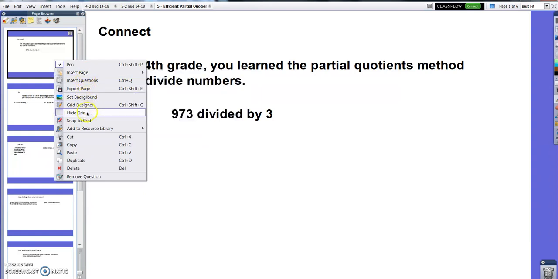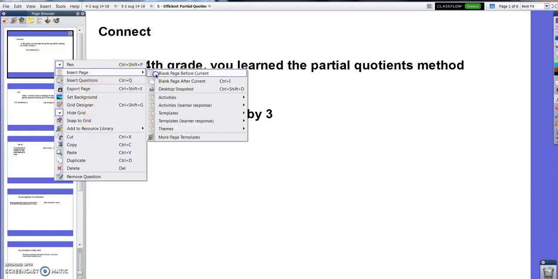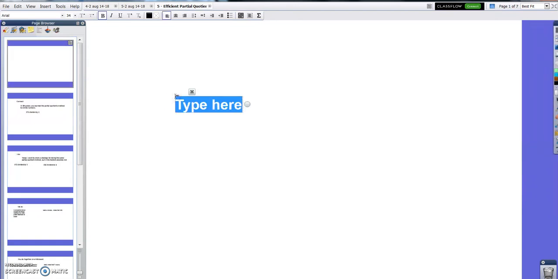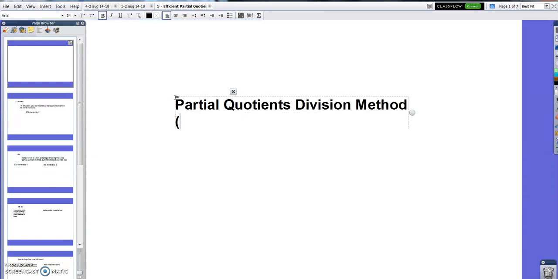Let me add that. Today's mini lesson is going to be kind of a review with some new. It's going to be the partial quotients division method, but I'm going to do the most efficient way possible. So you learn the partial quotients method. If you want to pause here and make that the title of the next page in your math notebook, please do. And unpause when you're ready to go.